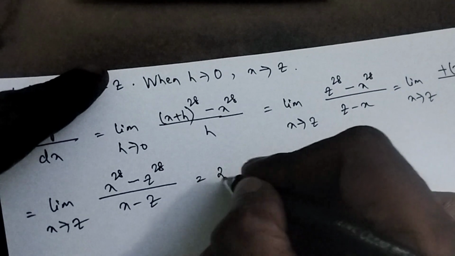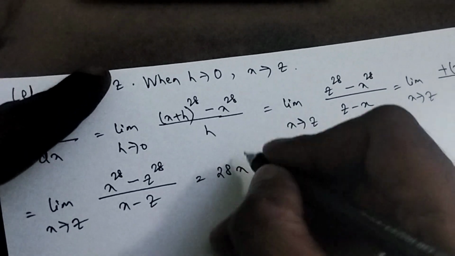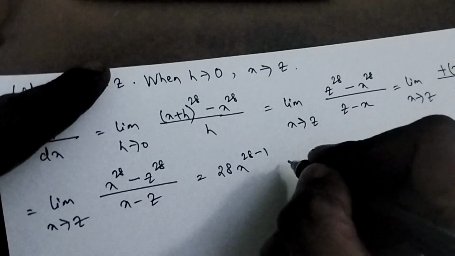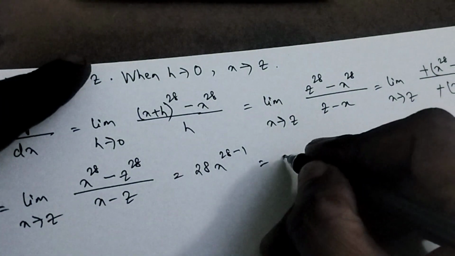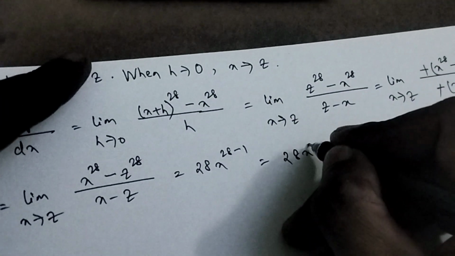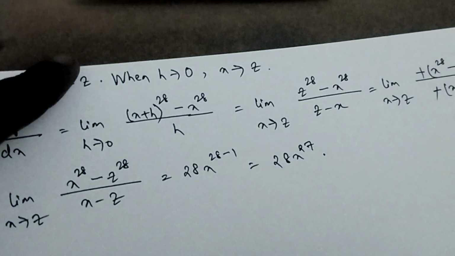So it will be 28 x to the power 28 minus 1. So it will be 28x to the power 27. Okay, and this is the answer.